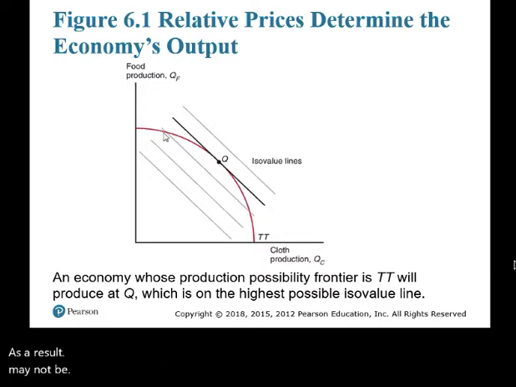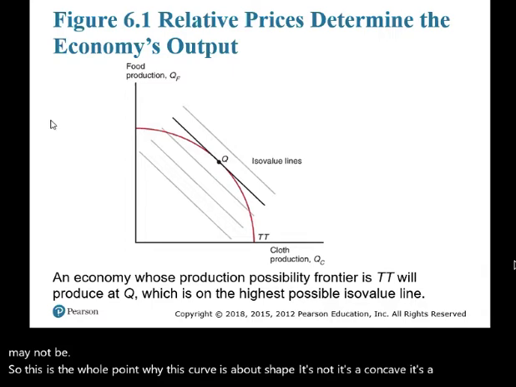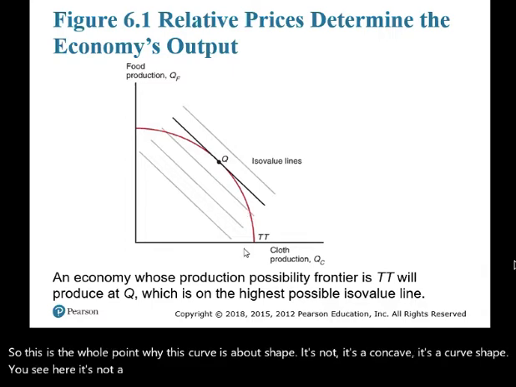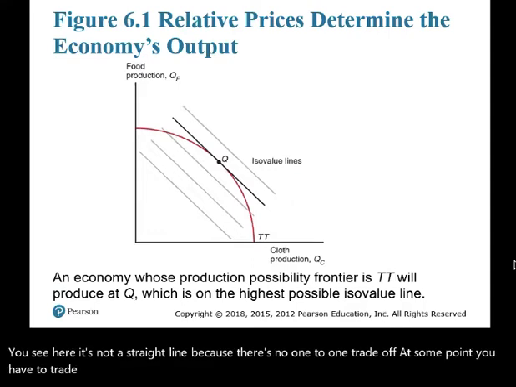So this is the whole point why this curve is a bell shape. It's not a straight line, it's a curved shape, because there's no one-to-one trade-off. At some point, you have to trade off more for something little. At some point, you will trade off little for a lot more. So this is the idea.